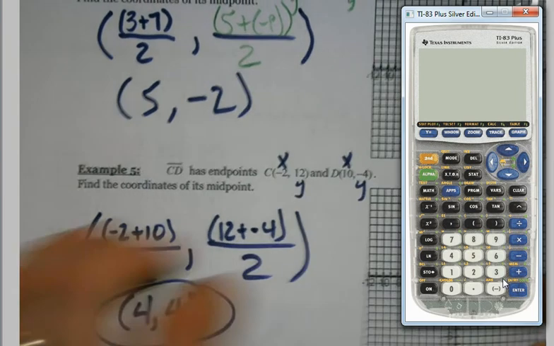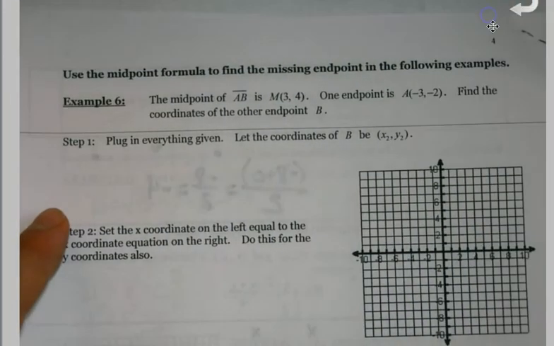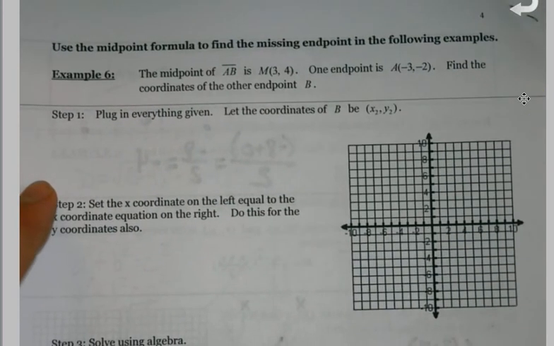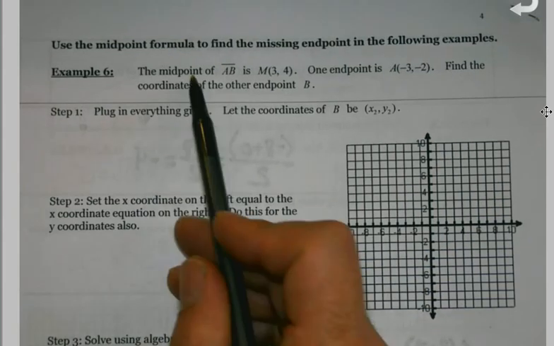So the last thing, because there's always got to be one more part to this. Okay. Use the midpoint formula to find the missing endpoint. This is where you're going to have to read carefully, because sometimes I might not ask you for the midpoint. Sometimes I may give you the midpoint.